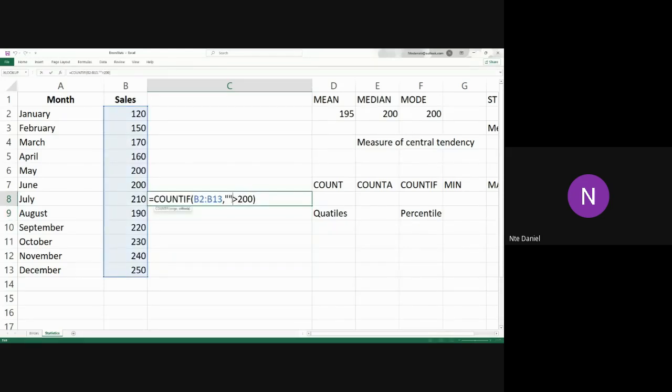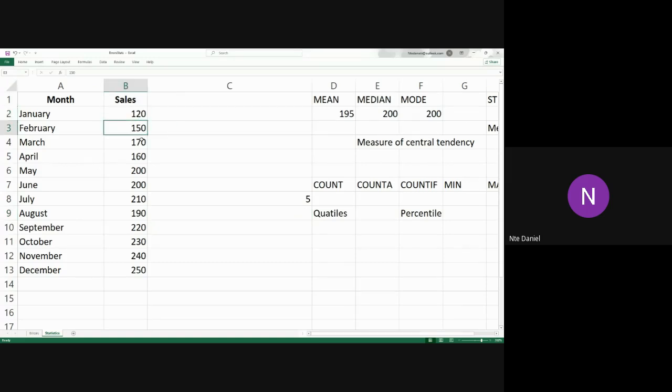Hold on. Oh, shoot. Sorry. This is the actual one, I made a mistake with the placement of the double quotation, right? So this is how the count if works. Please check in the sales, how many of the sales do you have more than 200? I will go here to check. No, no, no. Yes, which is 1. Yes, which is 2. Yes, which is 3. Yes, which is 4. Yes, which is 5.